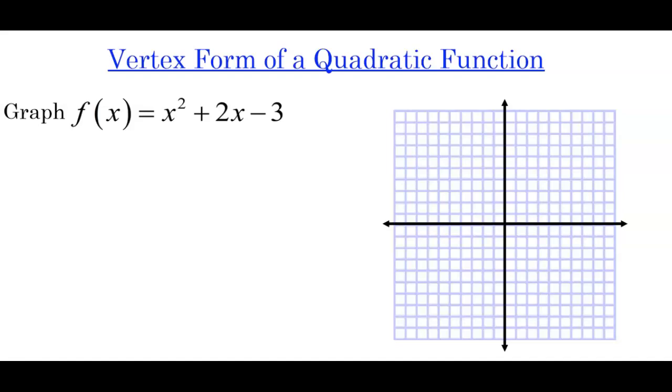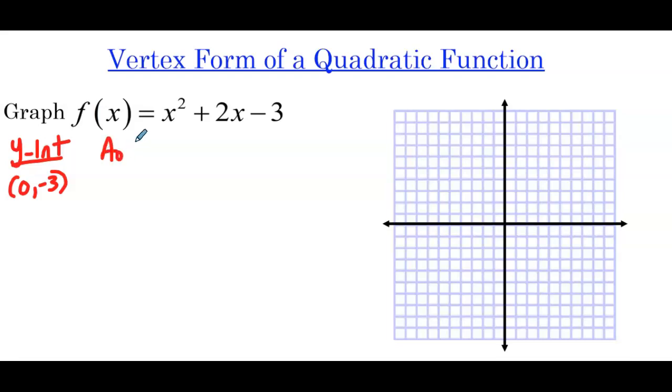Hey everyone, in this video we're going to learn how to write a quadratic function in vertex form. To start, we're going to graph f of x equals x squared plus 2x minus 3. So when given a quadratic function in standard form, the easiest point to identify is the y-intercept. So that's going to be (0, -3). So this is great review of graphing a quadratic.